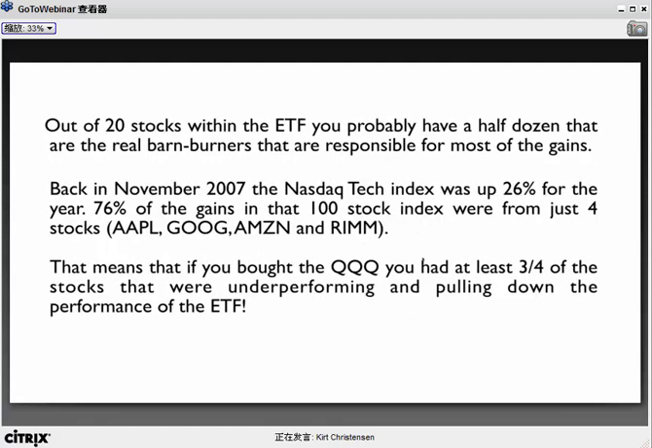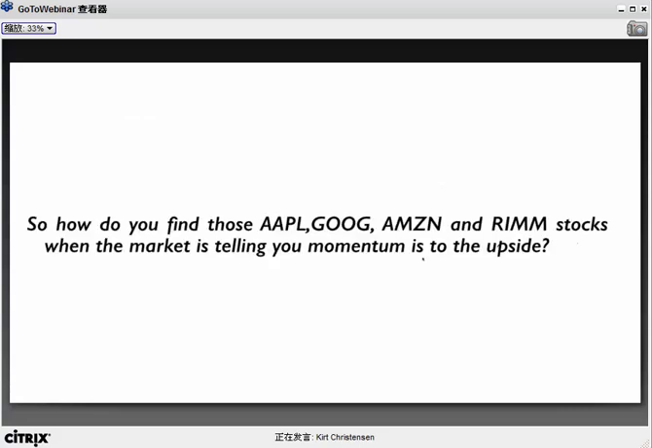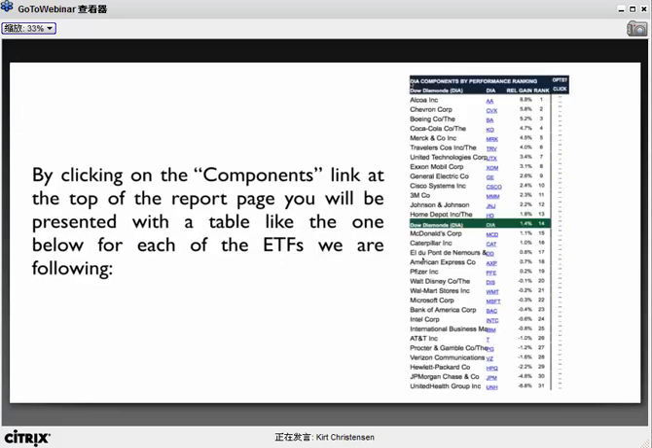So let's give you a quick example to put this back in reality. Back in November 2007, the NASDAQ Tech Index was up over 26% for the year, but 76% of the gains came from 4 stocks: Apple, Google, Amazon, and Research in Motion. That means that if you had purchased the Qs, you had at least 3 of those stocks within a sector. Well, we have that all set up inside of the ETF Tipping Point.